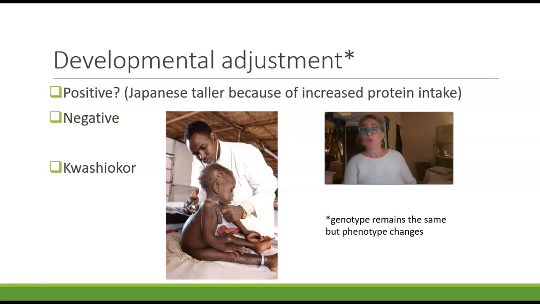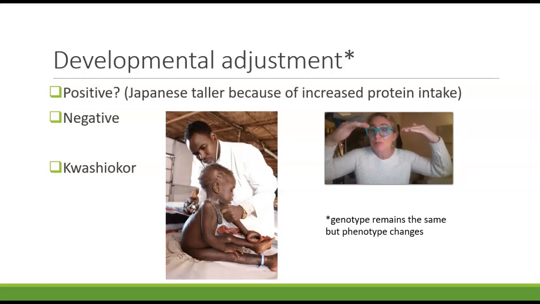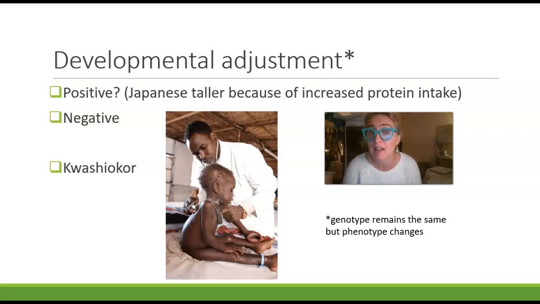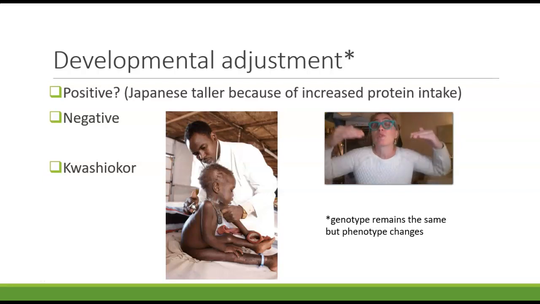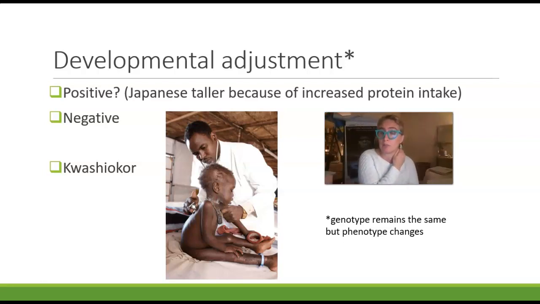The same thing could be witnessed in Japan as well. After World War II, the protein intake was able to be increased for the general population. The general height of Japanese actually increased. Does this mean there was a genetic change for the Japanese? No, it simply was a change in their nutrition, allowing them to reach their genetic potential in a sense. So those are positive developmental adjustments. Negative developmental adjustment can also happen.